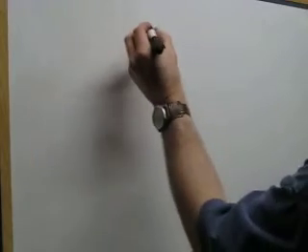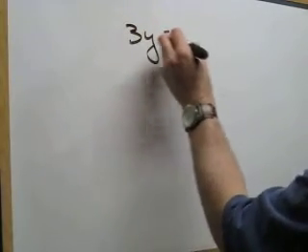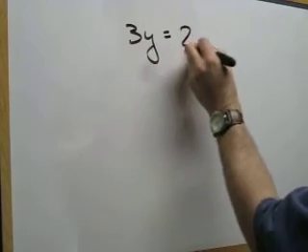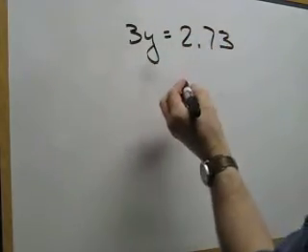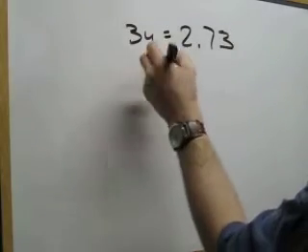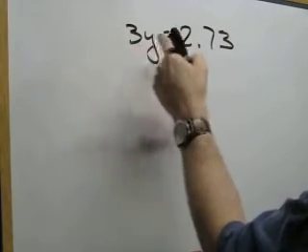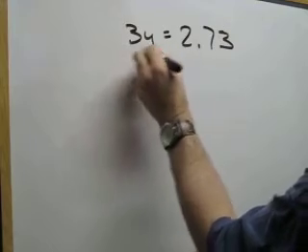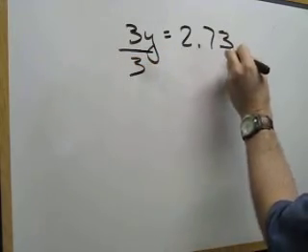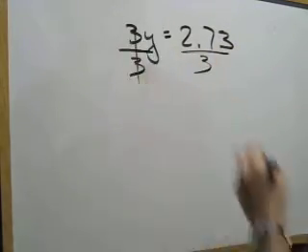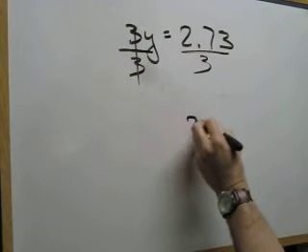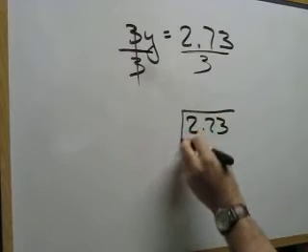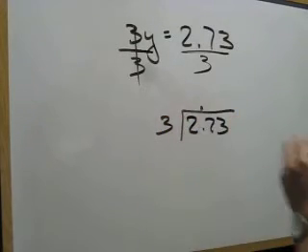Let's do a division. This is example number 2, 3y equals 2.73. Remember from past, I think it was chapter 3, in order to get rid of this 3, we do the opposite of multiplying it times the y. So we divide by 3 here, and we divide it here. So we have 2.73 divided by 3. So 2.73 divided by 3, bring our decimal up like that.